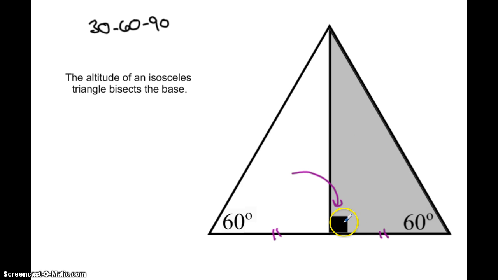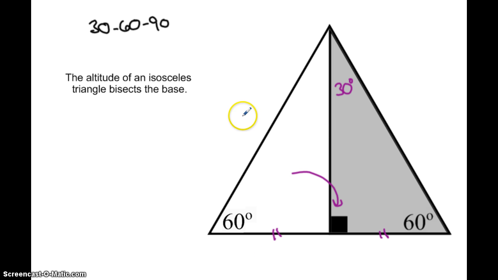So we've got a 60 degree angle and a 90 degree angle, and the triangle sum theorem, or the corollary to the triangle sum theorem, will help us come up with the fact that this third angle has to be 30 degrees. So now we've got our 30, 60, 90 triangle.